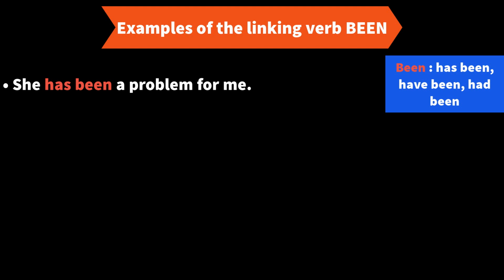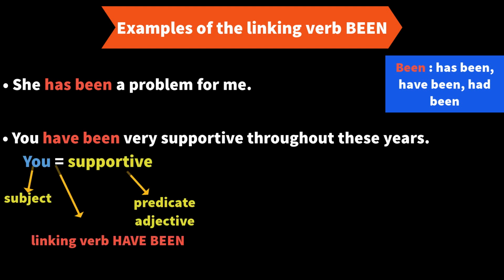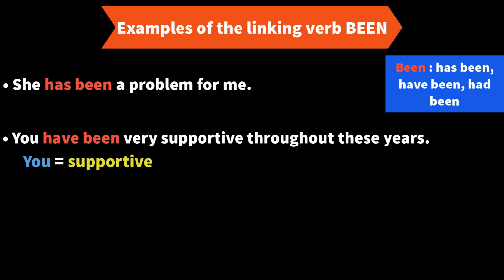Okay, next example. You have been very supportive throughout these years. So "have been" here is the linking verb that's linking the subject "you" to the subject complement "supportive." It's an adjective, a predicate adjective, right? How are you? Very supportive, right? So it's modifying the subject "you." How are you? Very supportive. So you have been very supportive throughout these years.